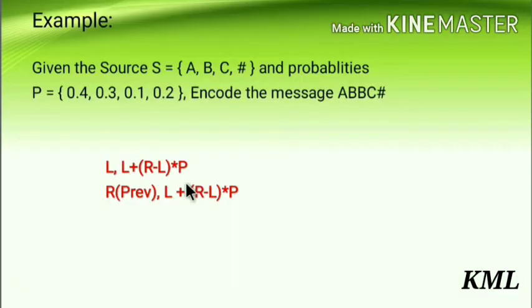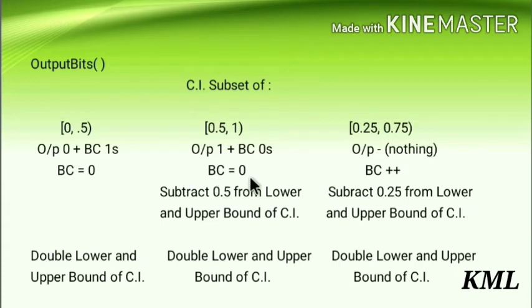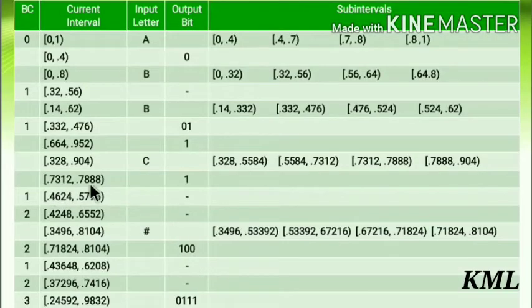Next, set bit count to 0; bit count is already 0. Next, subtract 0.5 and double the lower and upper bounds of the current interval. After subtracting 0.5 and doubling you get these values. Now you got new values, so check the new values with the algorithm.